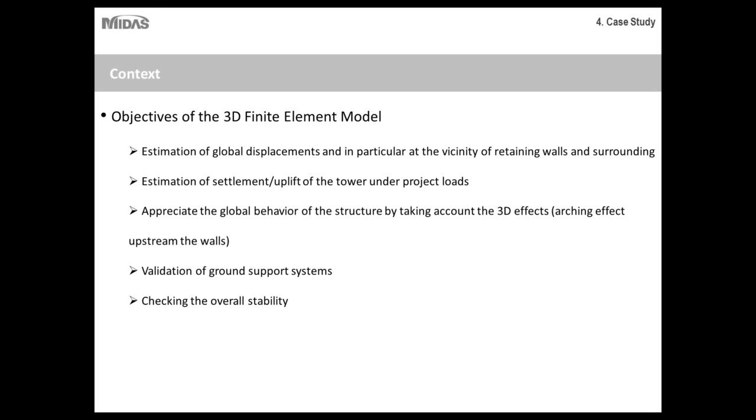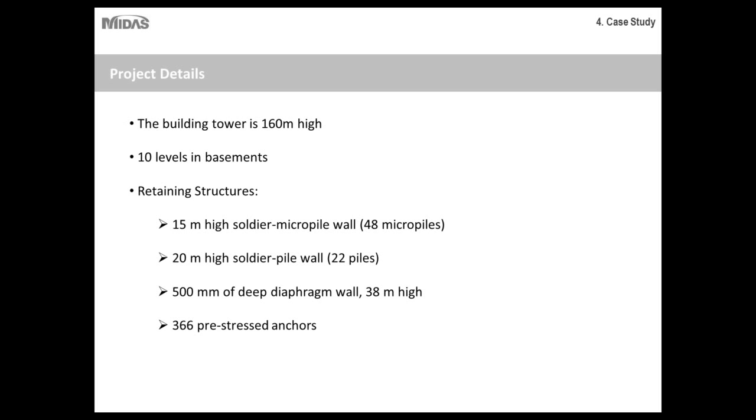And then they have to check the overall stability. Basically, all this pointed towards a 3D finite element model, because they wanted to achieve the global displacement, settlement, the uplift pressure, and the global effects like arching upstream of the walls. Then they have to validate the ground supporting systems that they are using, and check for overall stability. Would the entire slope slide, taking the excavation or the retaining or supporting structure with it? All of that pointed towards a 3D finite element or numerical analysis. So let me briefly go over the project details once again.